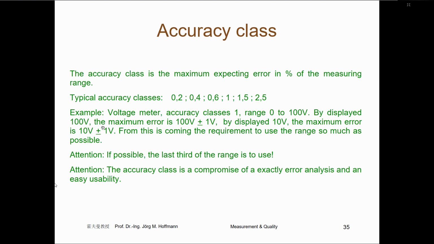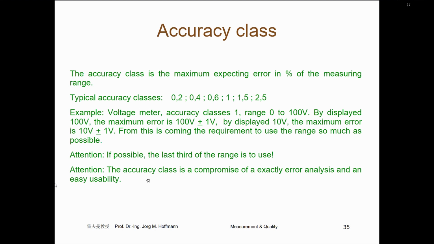That means the relative error is increasing toward the lower side of the measurement range. And from this fact comes the requirement to use the range as much as possible. In practice, we say, if possible, the last third of the range is to be used. There is no reason that it is exactly the last third. You have to use the range as much as possible, because the relative error at the end of the range is smaller than at the beginning of the range.